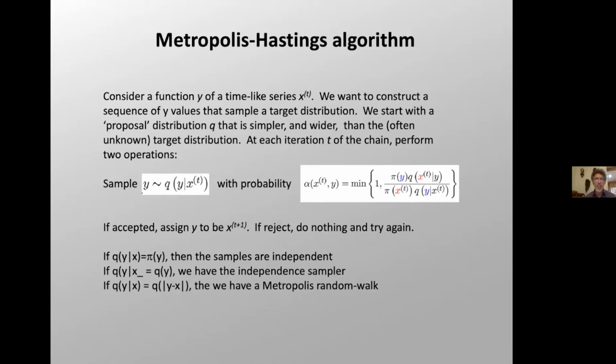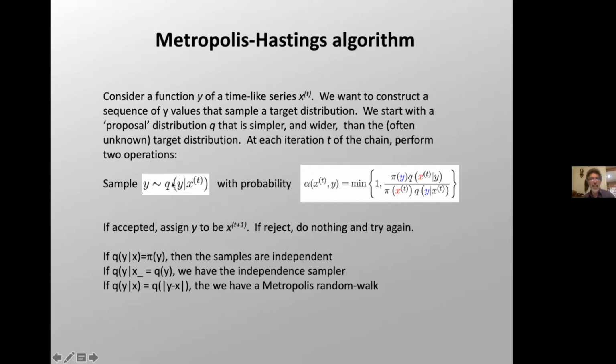Now, let's actually look at the Metropolis-Hastings algorithm, which is the original one proposed in 1953. So we have a function y of some time series or time-like series x, and we want to construct a sequence of y's that sample our posterior or target distribution. So you actually have to invent a simpler function that is bigger, that has the posterior inside of it, q.